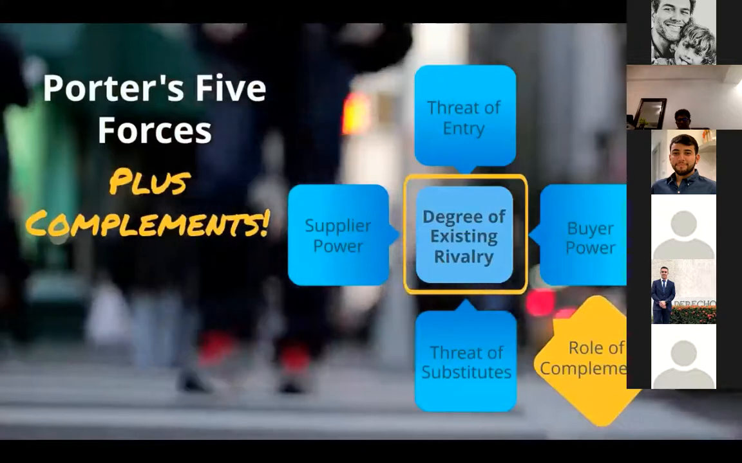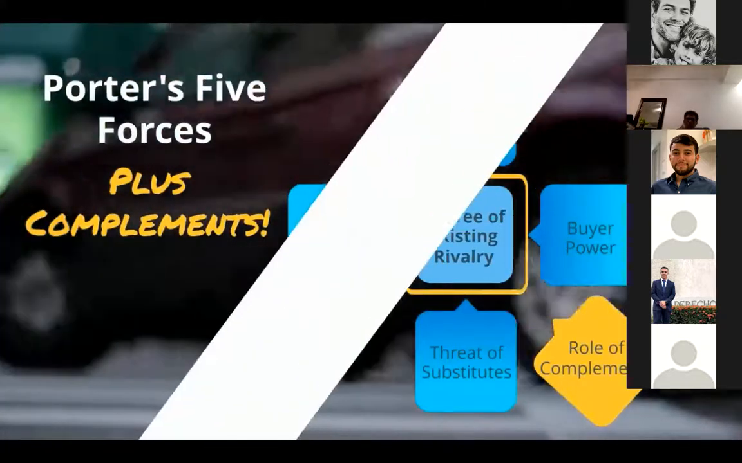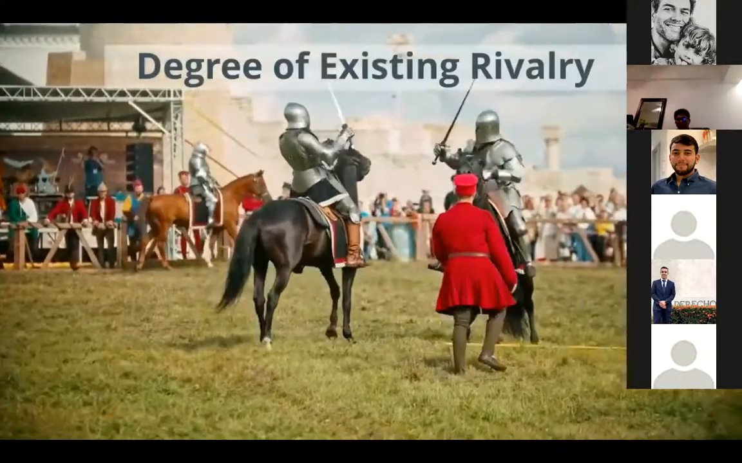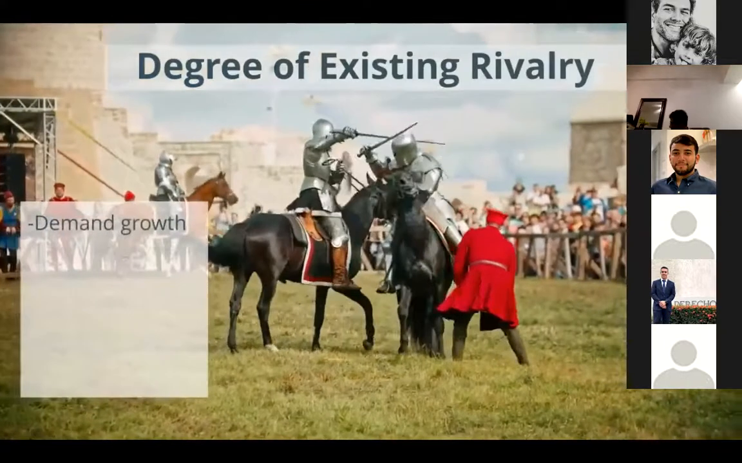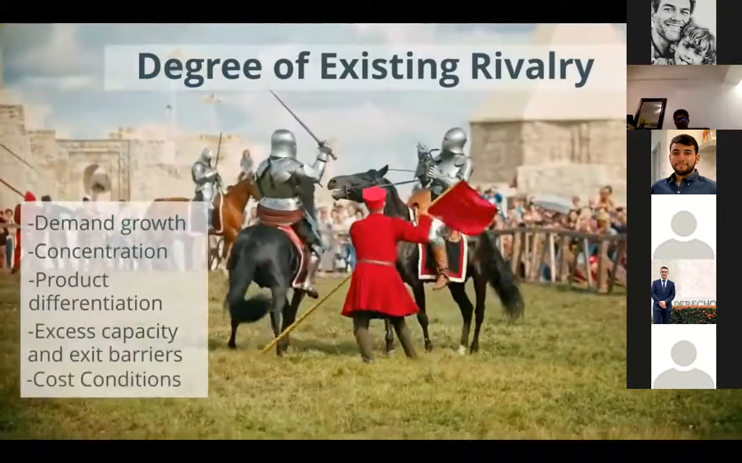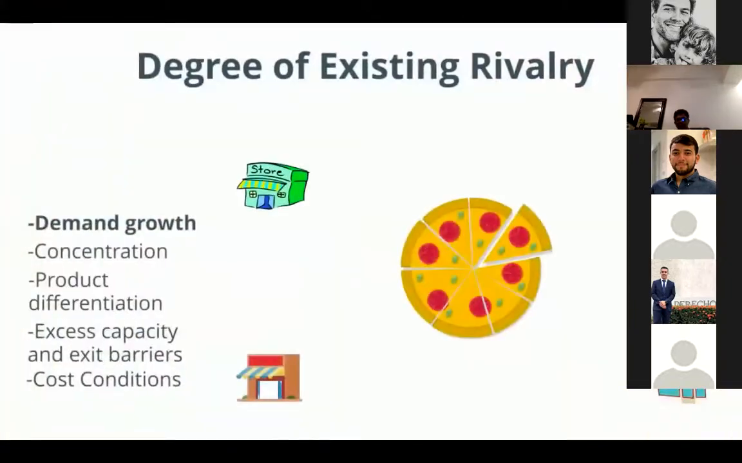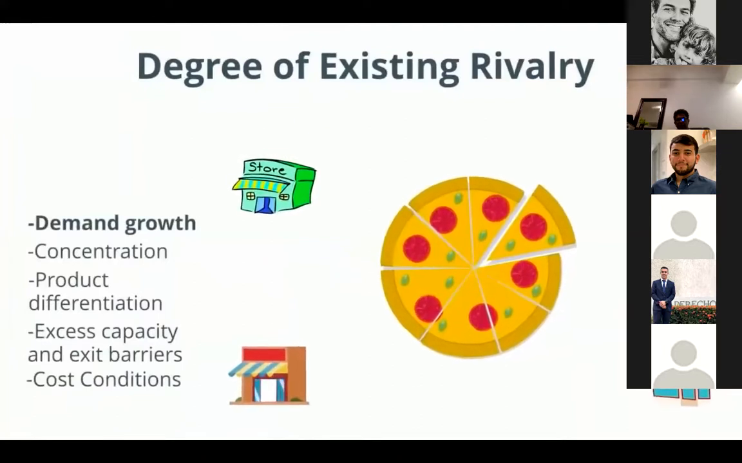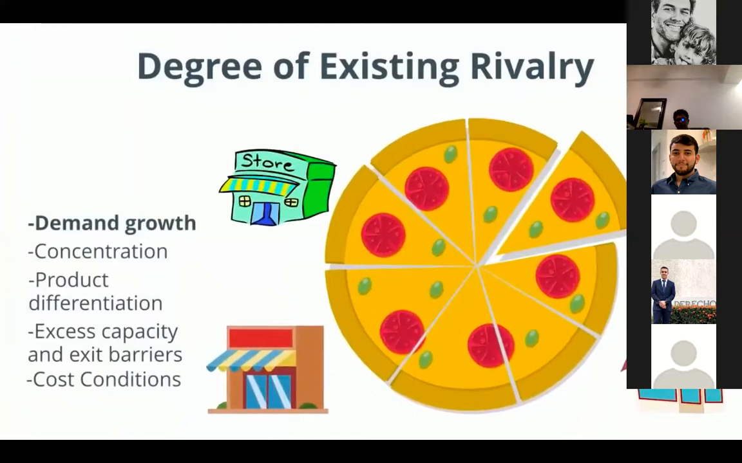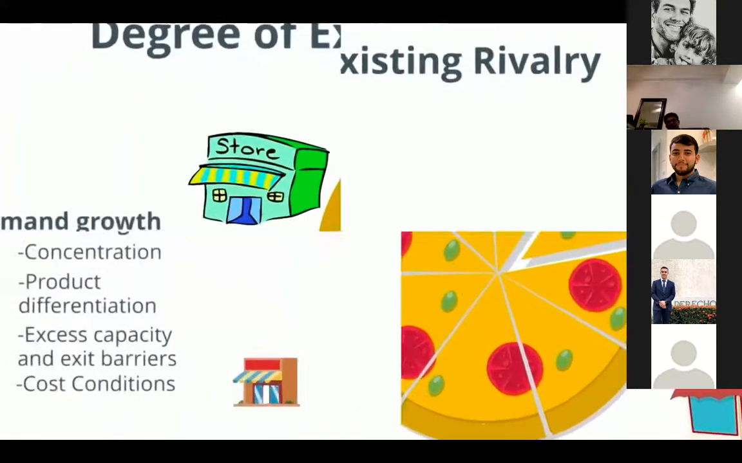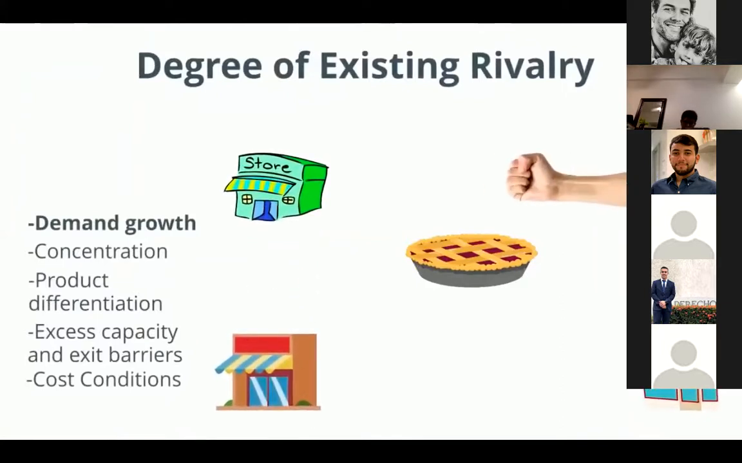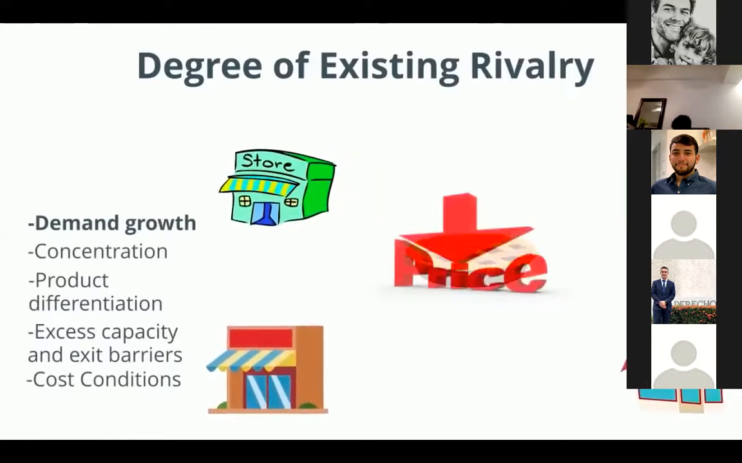Let's start by looking at how we analyze the degree of existing rivalry. Some of the most important factors that we consider when evaluating the degree of existing rivalry include demand growth, concentration, product differentiation, excess capacity and exit barriers, and cost conditions. Let's start with demand growth. When the whole market is growing, individual firms can grow without having to fight to take share away from each other. Thus, the rivalry might not feel very intense. On the other hand, when the market is mature or in decline, firms may have to fight to take share away from each other to grow, and that's going to put pressure on prices.